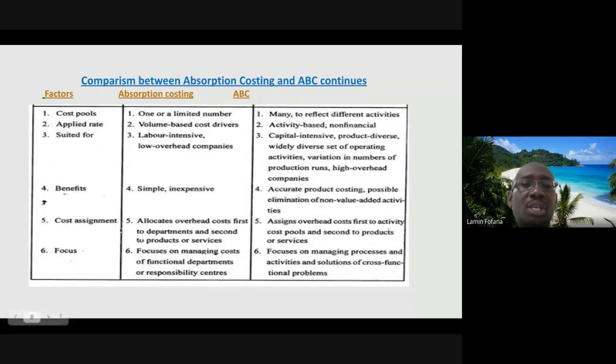Okay. So cost assignment: overhead costs are first determined, and then assigned to products or services. With ABC, the allocation or assignment is done first to the activity or cost pool, and then second to the products or services. Then the focus on absorption costing is on managing the cost of functional departments or responsibilities, whilst the focus on ABC is managing processes and activities and the solutions of cross-functional problems. Okay, so ABC is more useful because it goes into detail and dissects the cost elements into their various activities. So it is very useful for bringing solutions to cost problems in an organization. Okay.